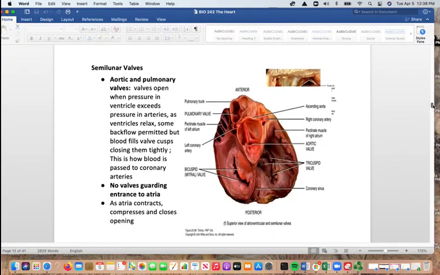For the semilunar valves, we've got the aortic and pulmonary valves. They open when the pressure in the ventricle exceeds the pressure in the arteries. As the ventricles relax, it will allow a little bit of backflow, but the blood fills the valve cusps and closes them tightly. This is how blood is passed to the coronary arteries. There are no valves that guard the entrance to the atria. When the atrium contracts, it compresses and closes the opening.